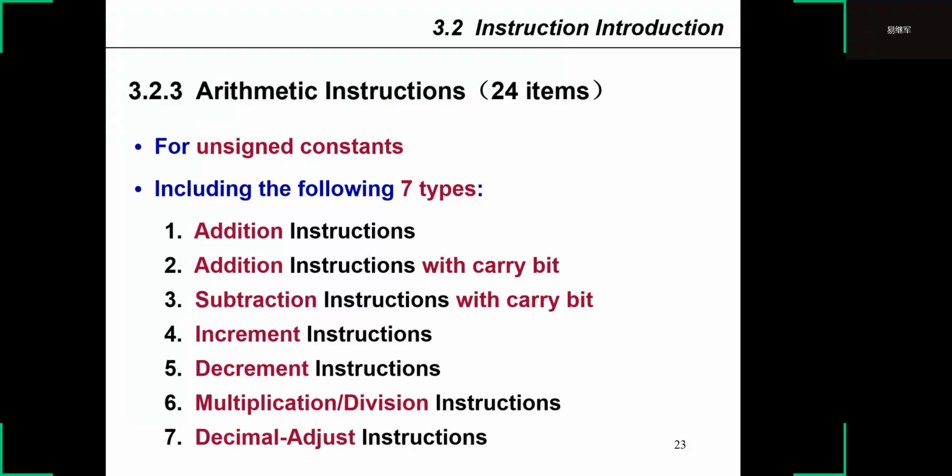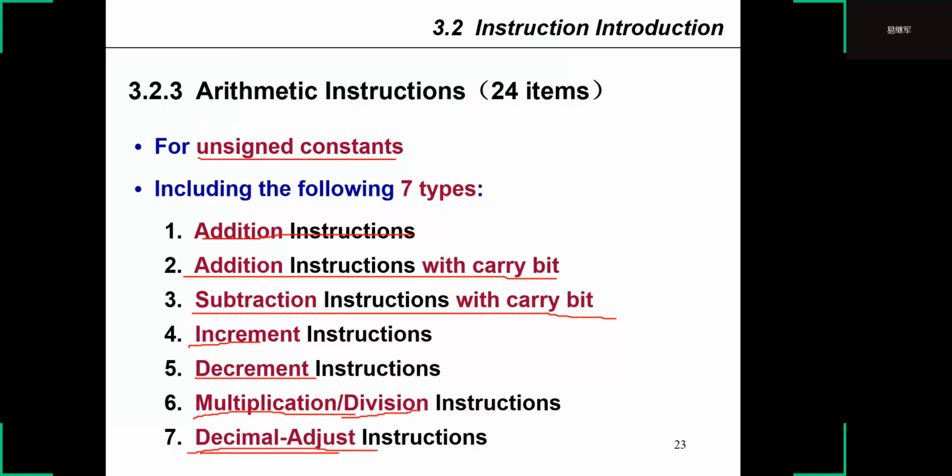Arithmetic instructions for assigned constants include the following 7 types: addition instruction, addition with carry bit, subtraction with carry bit, incremental, decremental, multiplication, division, and decimal adjust instruction.